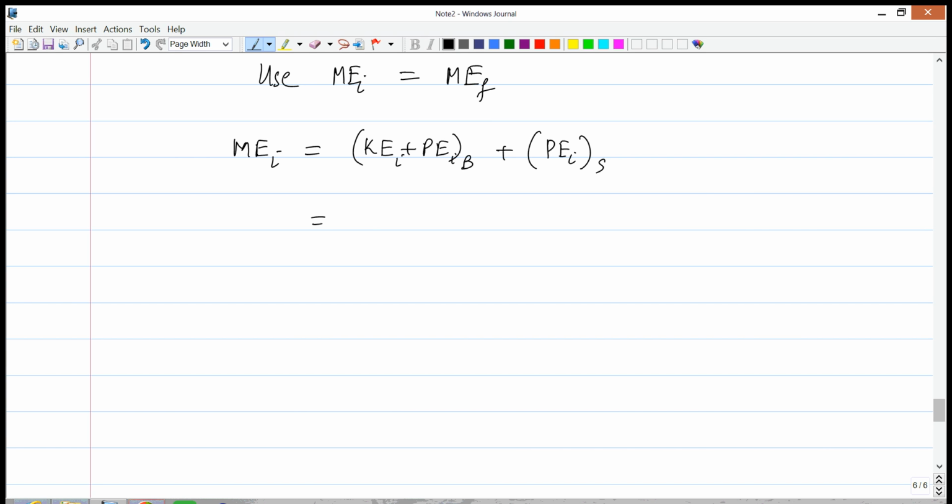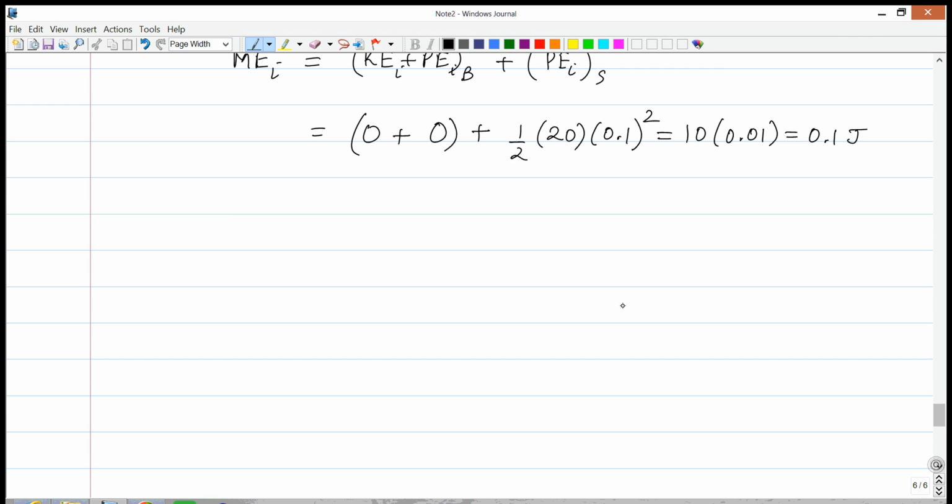In the beginning, the block is not moving, so its kinetic energy is 0. Gravitational potential energy of the block is also 0 because it's simply moving horizontally. There's no change in height. Life is good. Potential energy of the spring is 1/2 times 20 times 0.1 squared, which happens to be 10 times 0.01, which is equal to 0.1 joules. Alright, we know the initial mechanical energy.